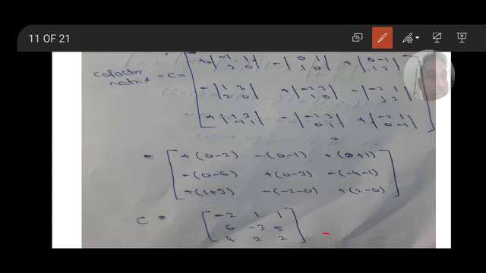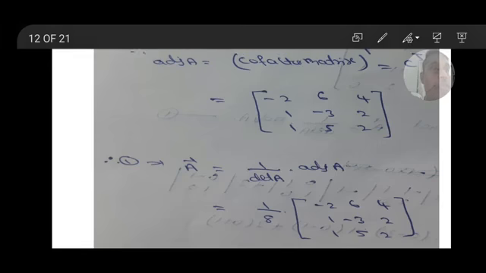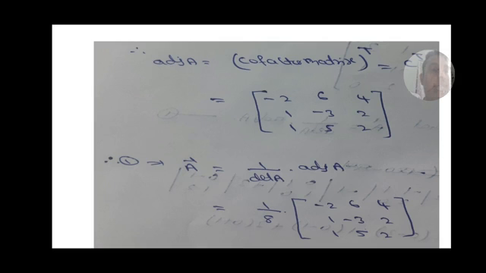The cofactor matrix is minus 2, 1, 1; 6, minus 3, 5; 4, 2, 2. Next we need to find the adjoint of the matrix. Adjoint of a matrix means the transpose of the cofactor matrix, that is C transpose. What is C here? Minus 2, 1, 1; 6, minus 3, 5; 4, 2, 2. We have to convert rows into columns. We get minus 2, 6, 4; 1, minus 3, 2; 1, 5, 2.